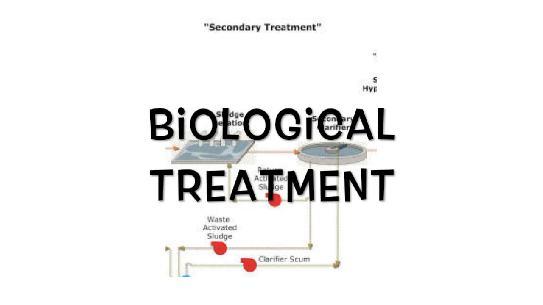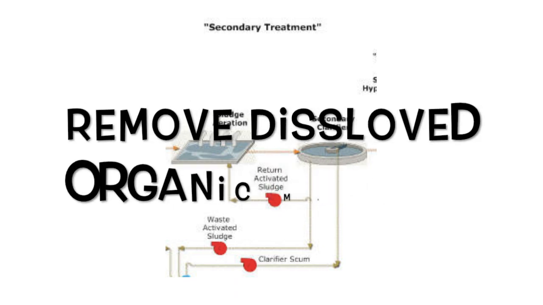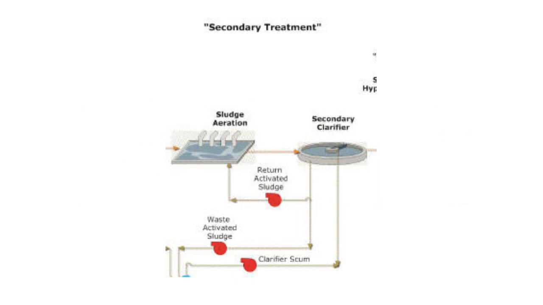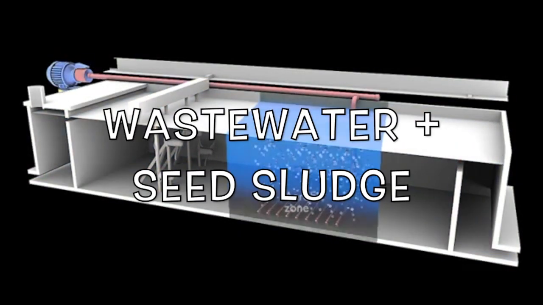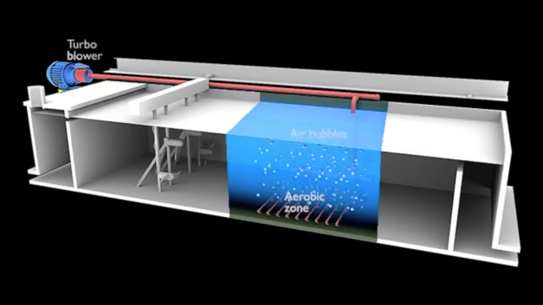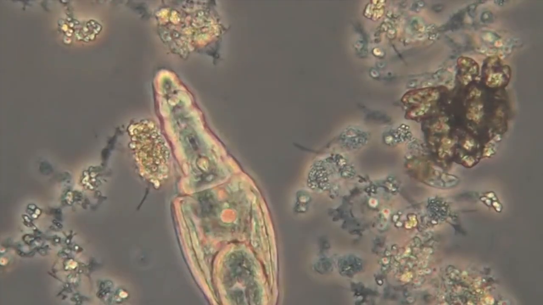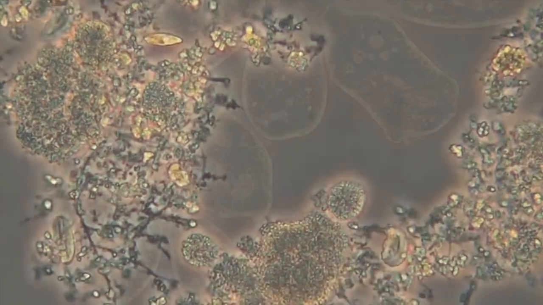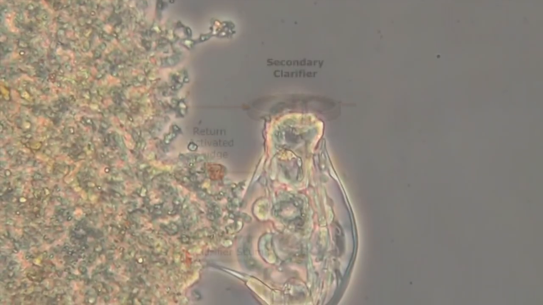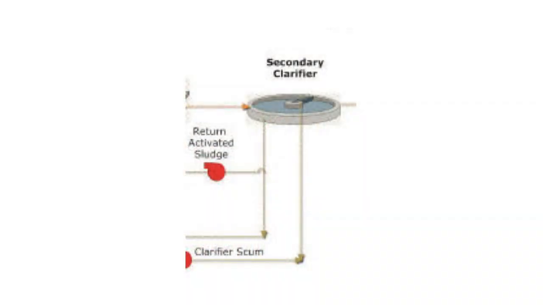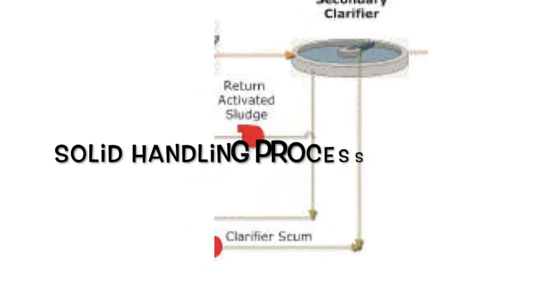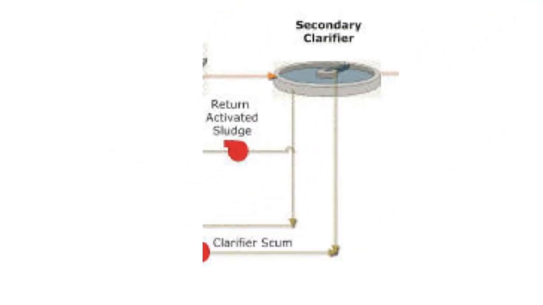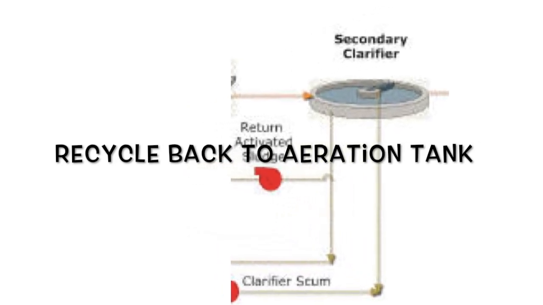Secondary treatment involves a biological treatment process that removes dissolved organic material from wastewater. In the aeration tank, air is pumped to mix the wastewater with activated sludge, which fuels the growth of bacteria that use oxygen and the growth of microorganisms that consume the remaining organic materials. The liquid mixture is sent to the clarifier. In the clarifier, solids settle out to the bottom, where some of the material is sent to the solids handling process and some is recycled back to the aeration tank to treat incoming wastewater.